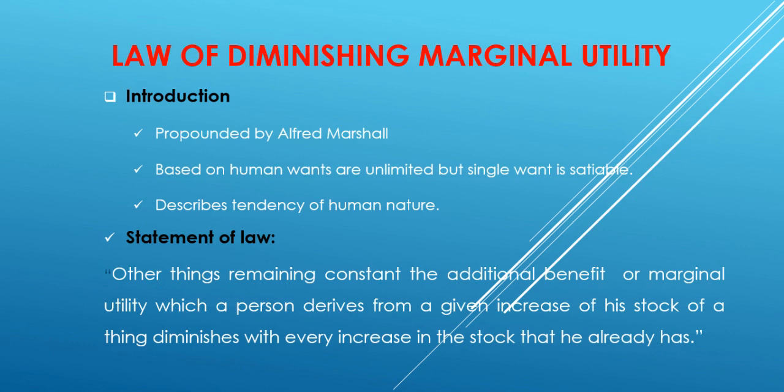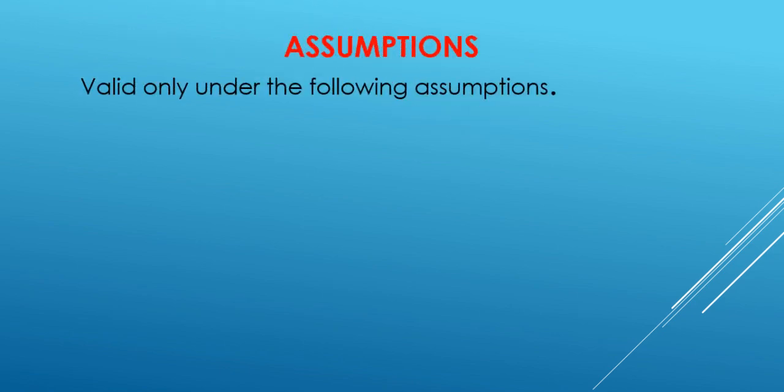But this theory is based on some assumptions. When these assumptions or conditions remain constant during the operation of the law, this theory will become true. The validity of this law depends on the following assumptions. Number one is the behavior of the consumer is rational and normal.